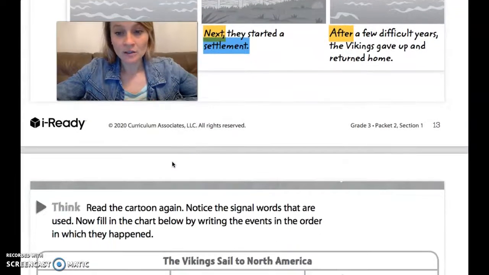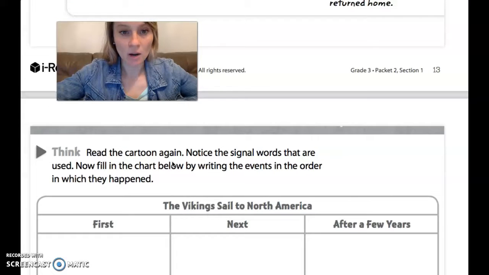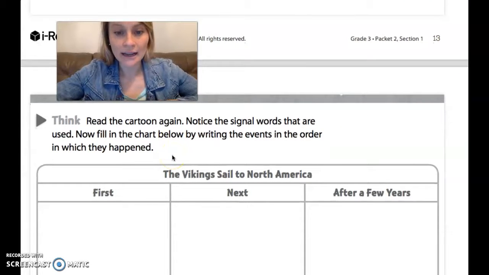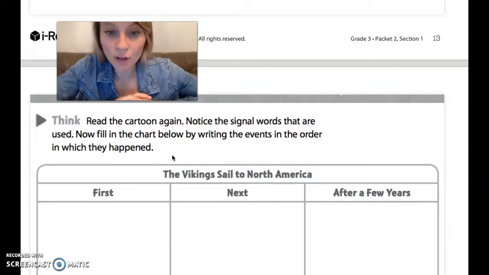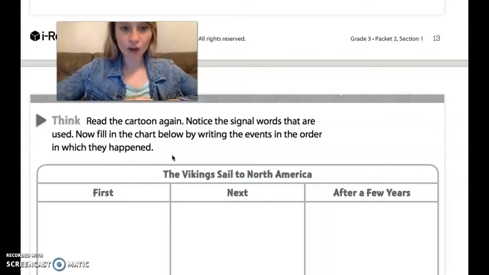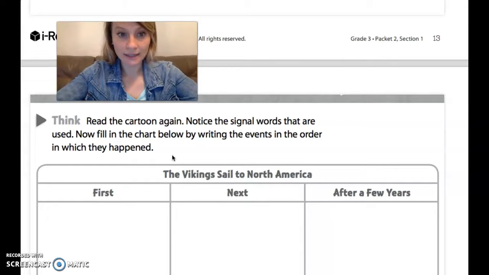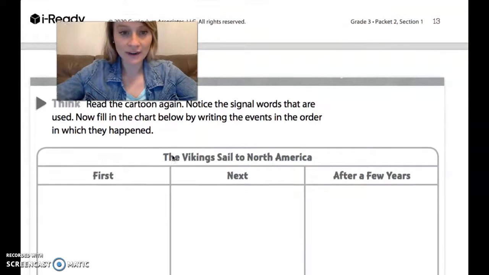I want you guys to look at the next page, because this is what we're on. We're on page 13 and 14. It says read the cartoon again and notice the signal words that are used. Now fill the chart below by writing the events in the order in which they happened. So thank goodness we already highlighted, because now we know right where to find it.